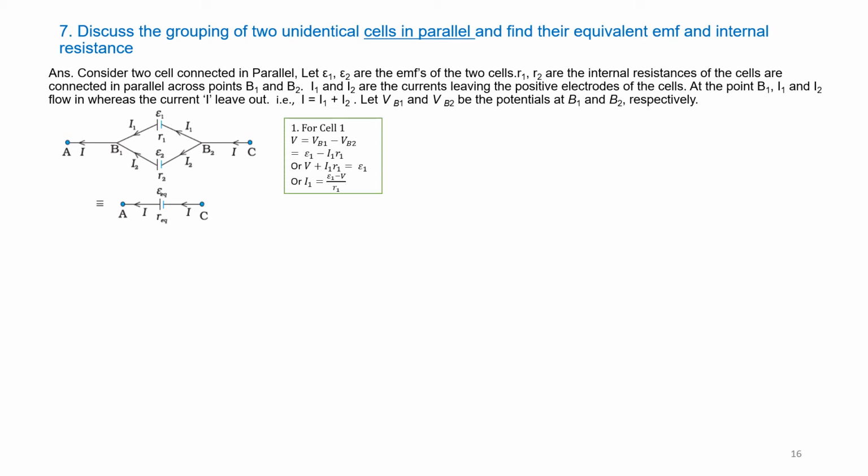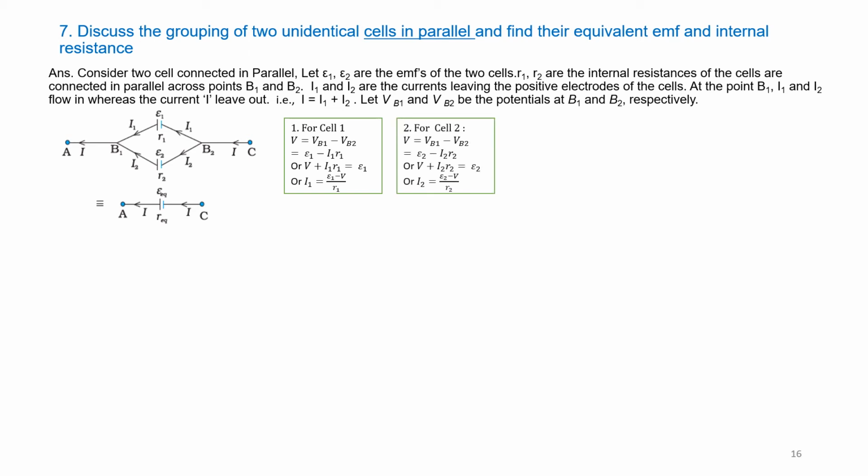So there are 4 steps. First step is you calculate I1 for cell E1. It is given by V equal to VB1 minus VB2, that is equal to E1 minus I1 R1. Simplifying, we get I1 equal to (E1 minus V) by R1. Please note this down. This is the upper arm for E1.